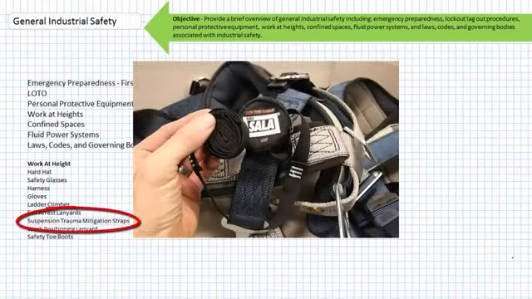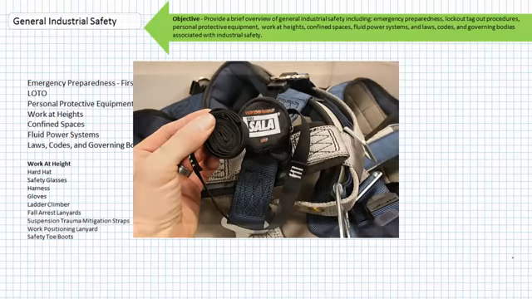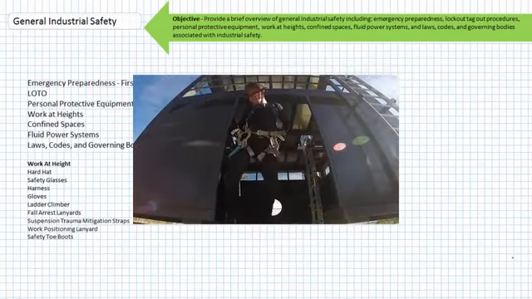Suspension trauma mitigation straps. Suspension trauma mitigation straps are devices that are deployed in the event of a fall. A worker suspended from a harness for any length of time can have deoxygenated blood pool in their lower extremities and be quickly rendered unconscious. These straps are used to allow a worker to move into a more comfortable position and assist in their own rescue. Here's a clip of suspension trauma mitigation straps being deployed and utilized.